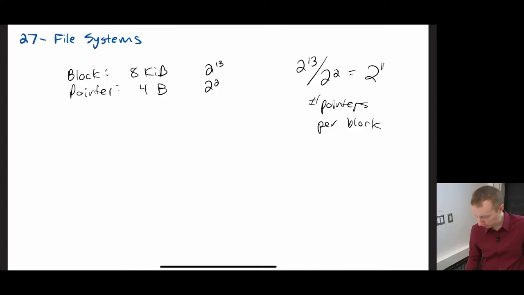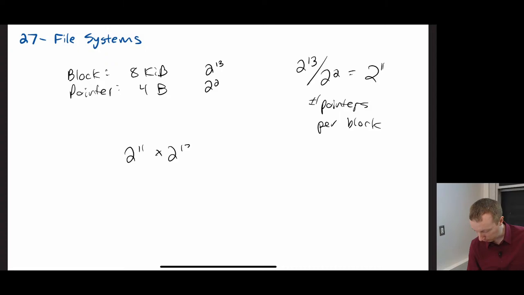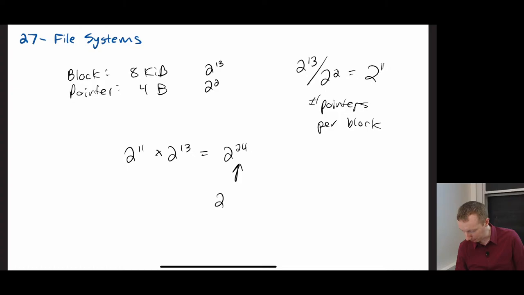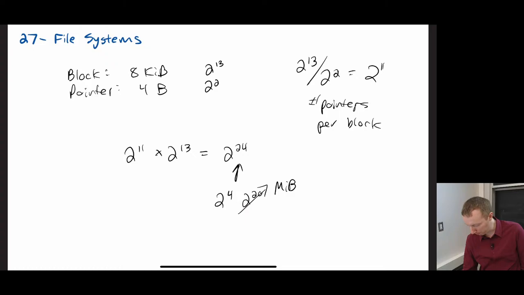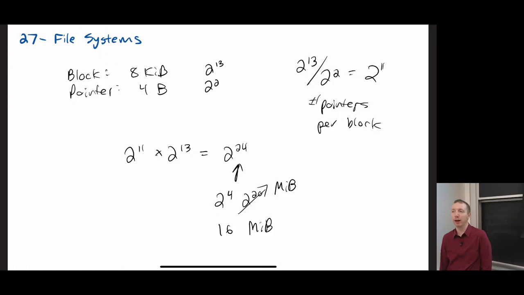That's how many blocks I can point to. So I can point to 2 to the 11 blocks, and each block is 2 to the 13. So the maximum size of my file could be 2 to the 24, which sounds kind of big, right? Except that's the same as 2 to the 4 times 2 to the 20, and 2 to the 20 is a megabyte, and 2 to the 4 is 16. So the maximum size of the file would be 16 megabytes. Is that good?